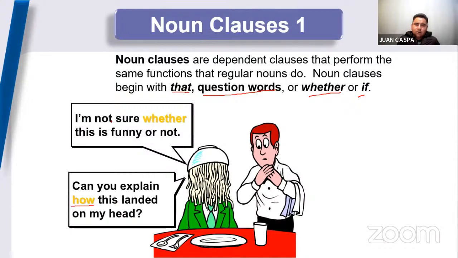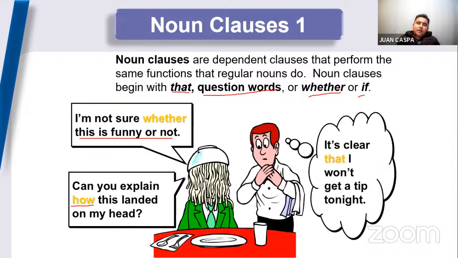This landed on my head, or I'm not sure whether, right? Then this is the noun clause. So it's kind of an idea that starts, but usually this is like an embedded question, but not really. First of all, we're going to try to understand what a noun clause is. We have to know that it starts with that, or some question words, or whether, or if, or in this case how. Okay, so it's clear. Can you read this one, please, Roger?